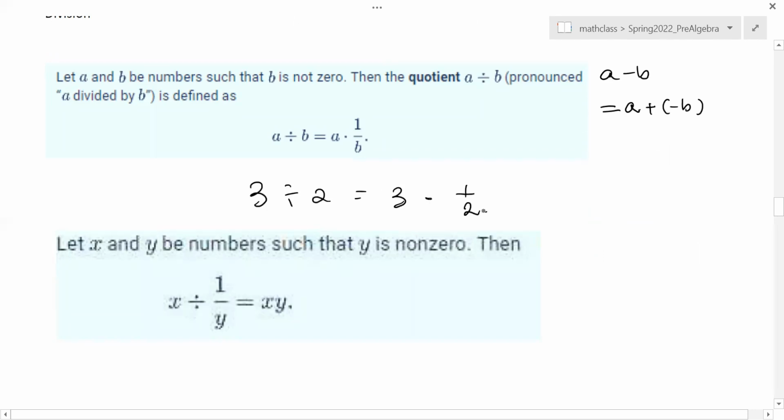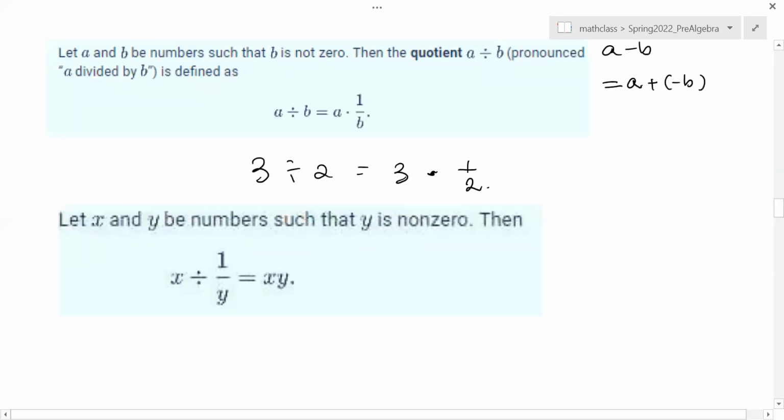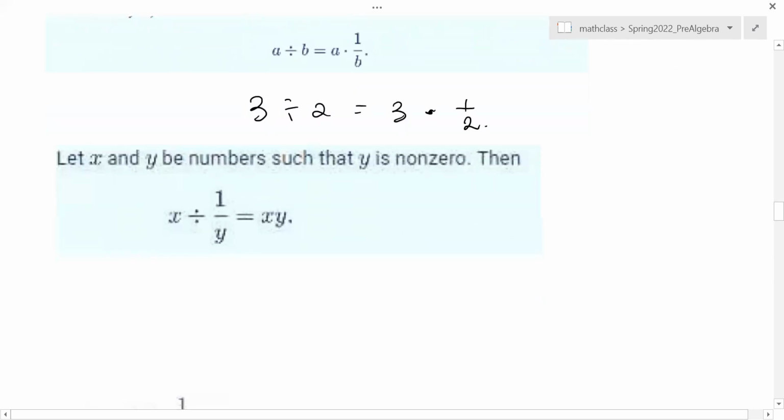So 3 divided by 2 is actually 3 times 1/2. What is that number? We don't want to talk about the value right now. You know that if you use a calculator, it's just 1.5. Anyway, let's prove this: x divided by the reciprocal of y is x times y. How do you do that? Now let me give a proof.